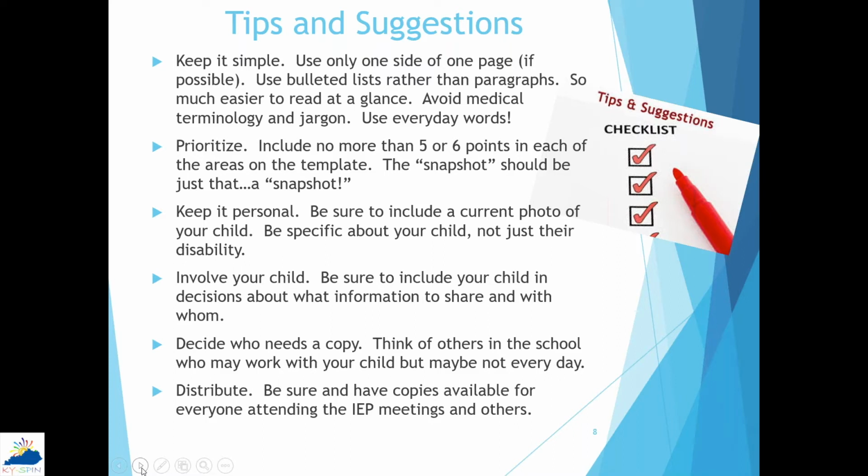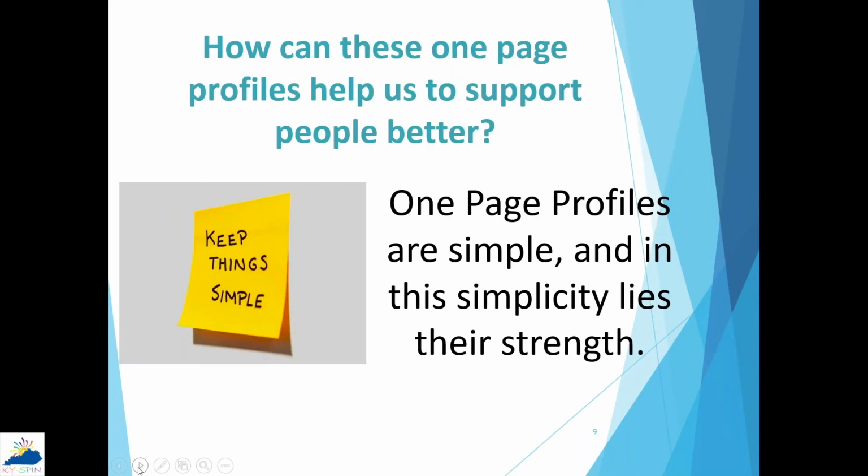And then distribute. Be sure to have copies available for everyone attending that IEP meeting and others that you might want to give a copy to. Don't go in there with just one copy and say, hey, can you make a copy of this for me? Make sure you make a trip to your Office Depot or Staples and have those copies available and ready. And make sure you invest a little bit of extra money and make sure they're color so that things stand out more and that photo of your son or daughter really, really stands out. I think that that is real important to do.